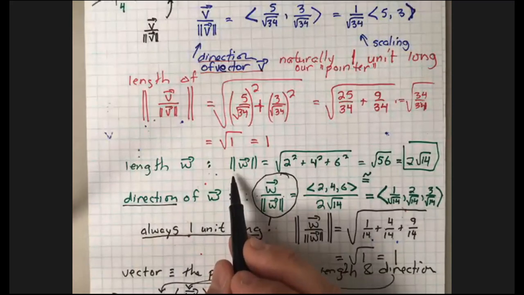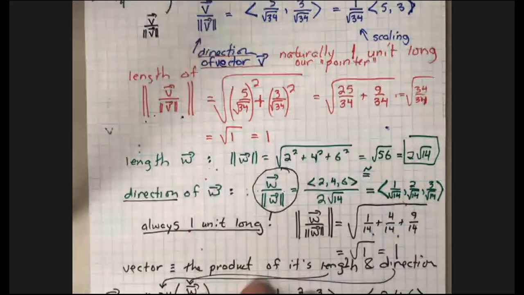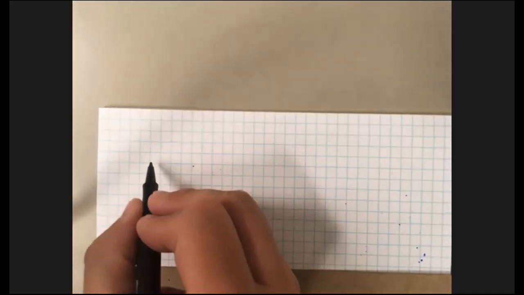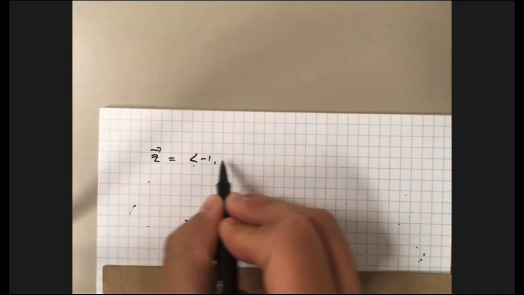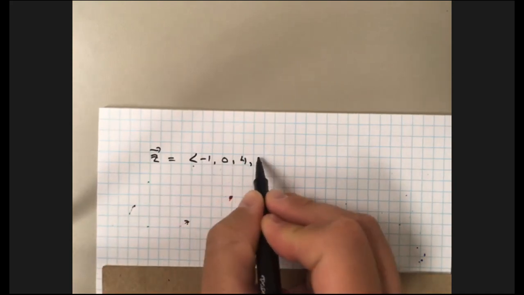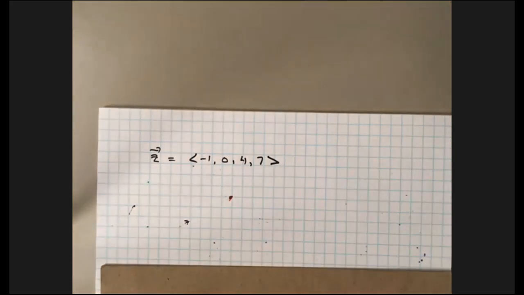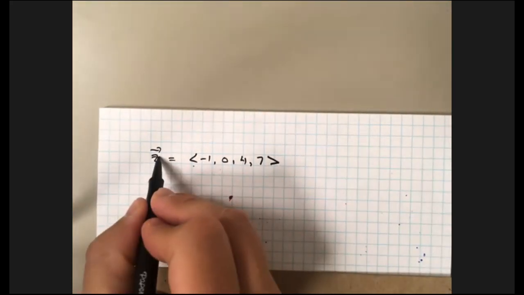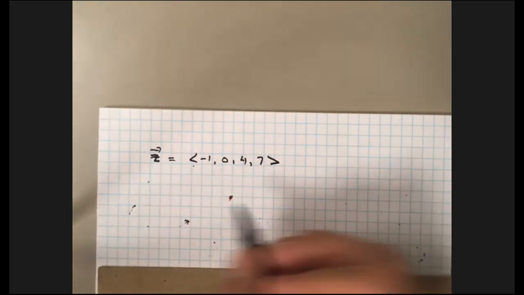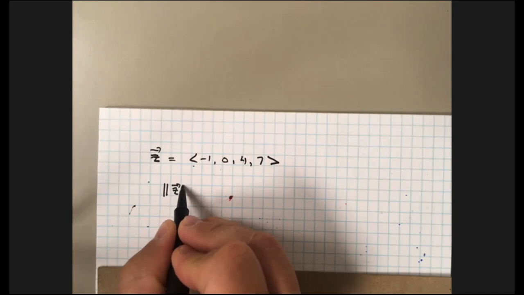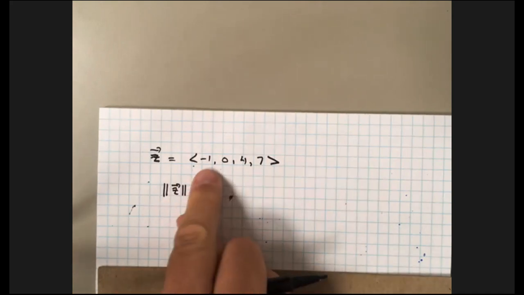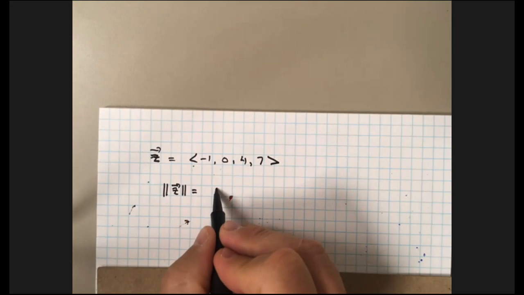But this is much more effective, called the direction of W. Do you understand why it's more effective? Even though we're not going to do this, what if I gave you this vector? Let's call it the vector Z. And let's say the vector Z is -1, 0, 4, 7. Now we're not going to use 4-dimensional vectors in this class. But do you understand that even though you don't normally operate in 4 dimensions, you clearly know the length of this vector? What is it?